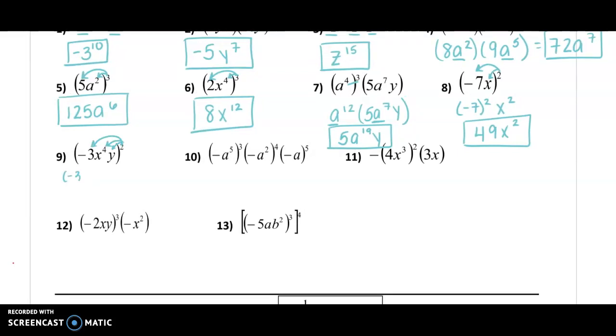Number 9, that squared gets distributed to everything. Again, negative in parentheses. X to the 4th to the 2nd, multiply the exponent, so x to the 8th. Y to the 2nd, negative 3 squared is positive 9. X to the 8th, y to the 2nd.